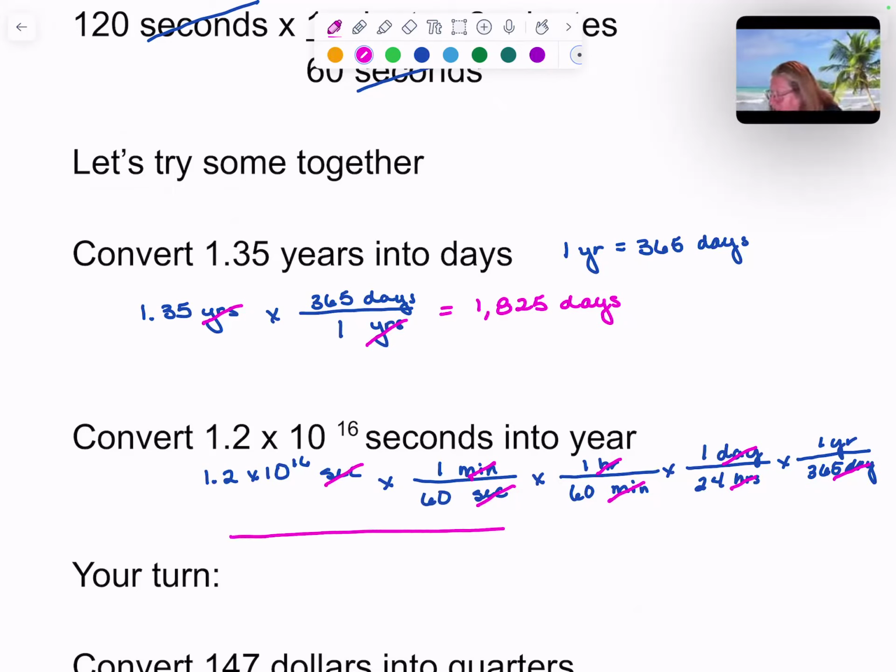And now we're to this point of our problem. Now we're going to multiply by 1 again and divide by 60 again. Divide by 60. Now we're to here. We're going to multiply by 1 and divide by 24. And each time you do one of these steps, go ahead and press enter. Your calculator is going to keep a running total for you. And then finally divide by 365. And that is going to give us 380,517,503.8 years. Wow, that's a really long time.